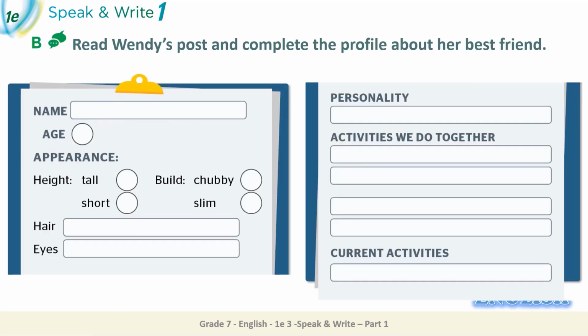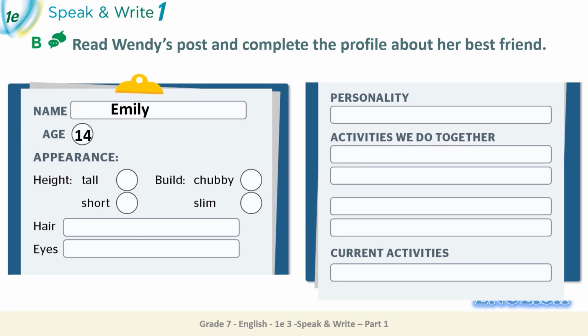Let's move to exercise B. Read Wendy's post and complete the profile about her best friend. Now, let's start with the name. What is the name of her best friend? That's correct. It is Emily. How about the age? That's correct. She is 14 years old.